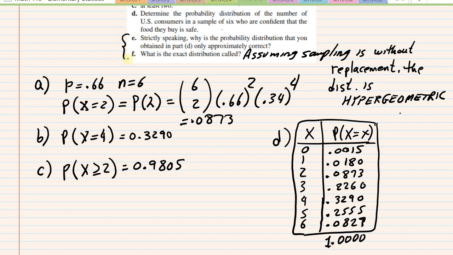So the reason it's only approximately correct, all these numbers are approximate, is because sampling is without replacement. So this would be the answer to part D. There, that's part D. And in part E, the distribution's name is going to be hypergeometric. That's E and F. There you go.